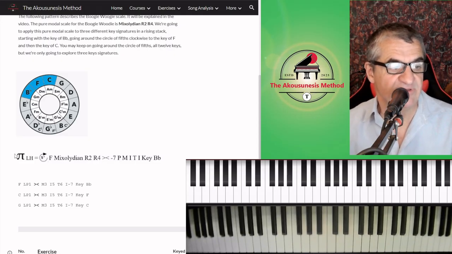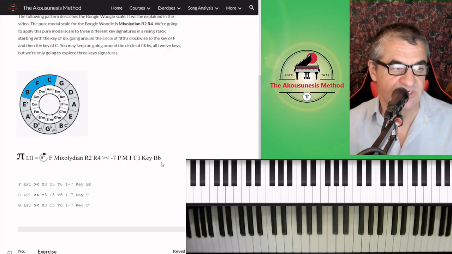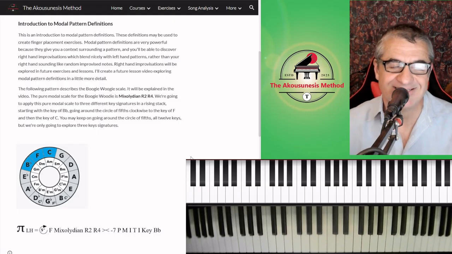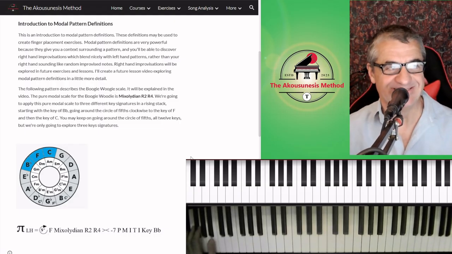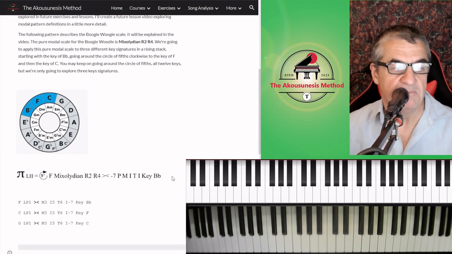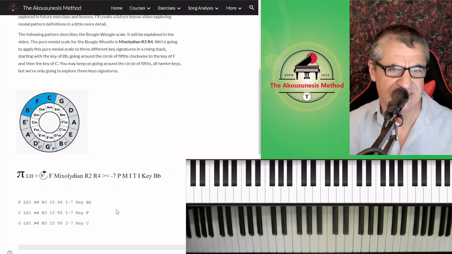All right, so now we've used this modal pattern definition. This is more than an introduction to it; it's pretty much explained what it is. It's a complex idea, but it is a very powerful idea, because from it you can now create multiple exercises.